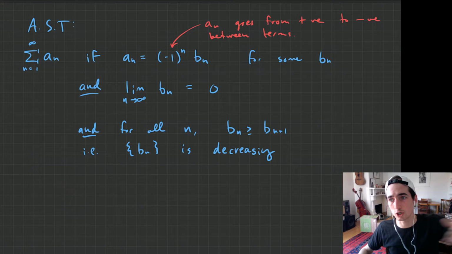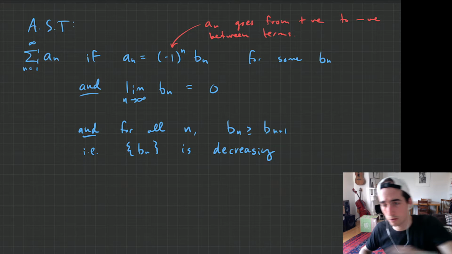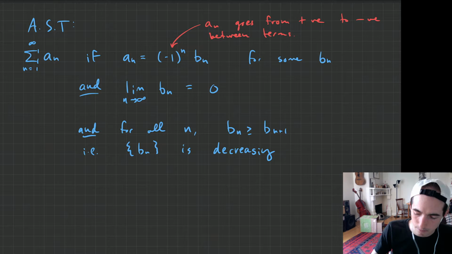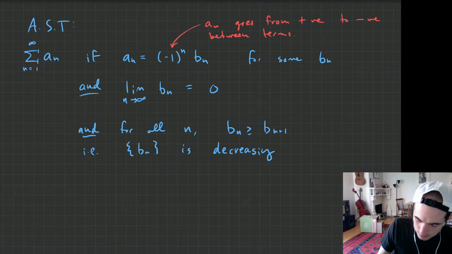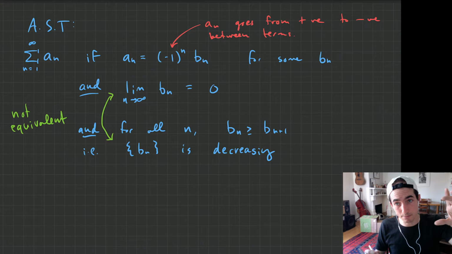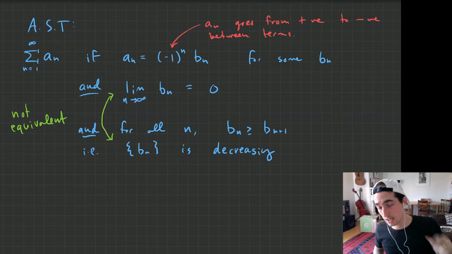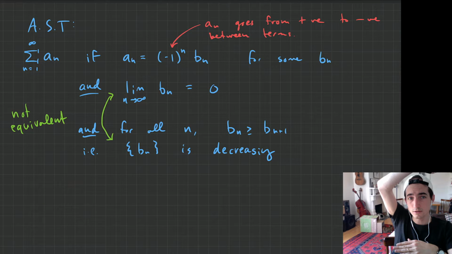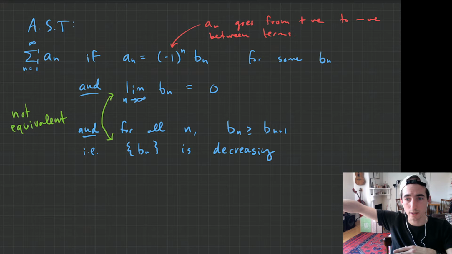So each term is getting smaller and smaller as it gets closer and closer to 0. Keep in mind, these two things are not necessarily equal. So these are not equivalent. Just because the terms are getting smaller and smaller does not mean that you're getting closer and closer to 0. Like you could start at 2 and get closer and closer to 1.